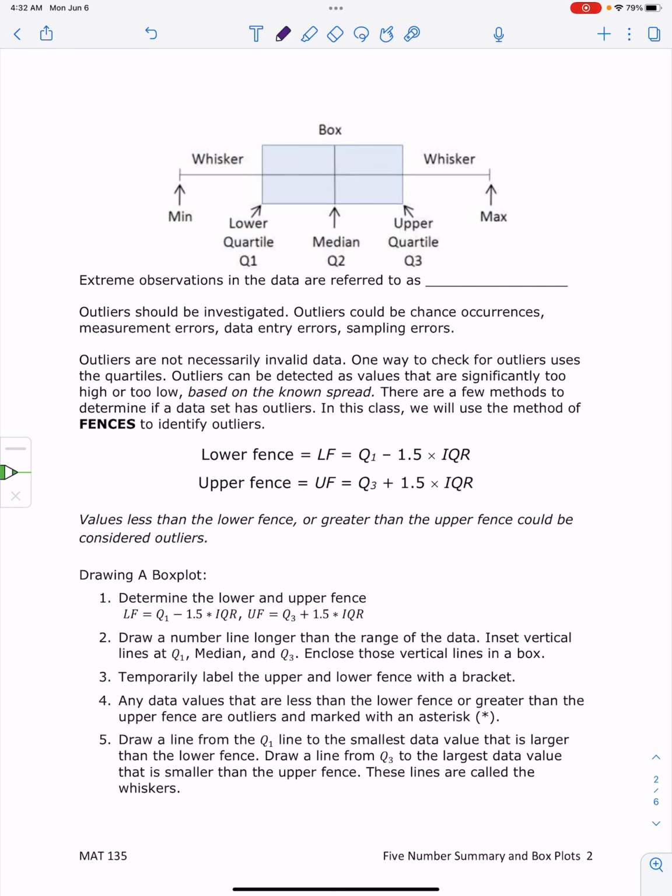Welcome back to the Mod 4 Part 4 notes. These are pages 2 and 3. Page 2 has a lot of information on it. Again, I am not going to read it to you, but we are going to discuss what is called a box and whisker plot.